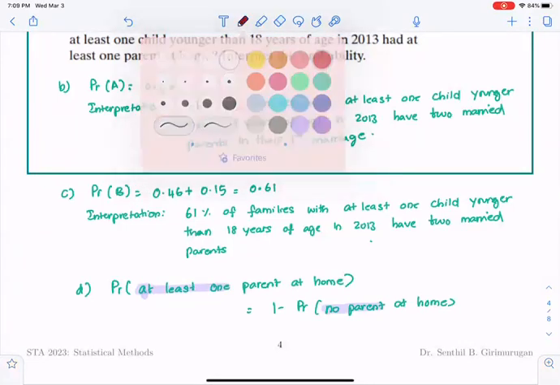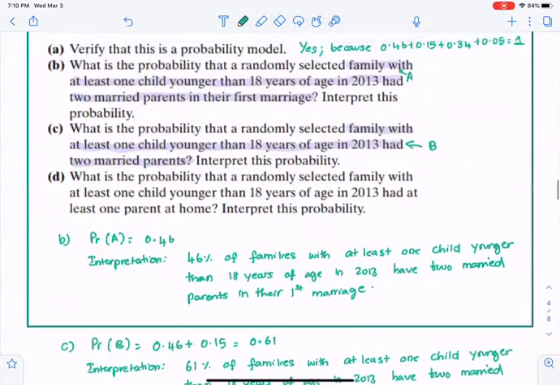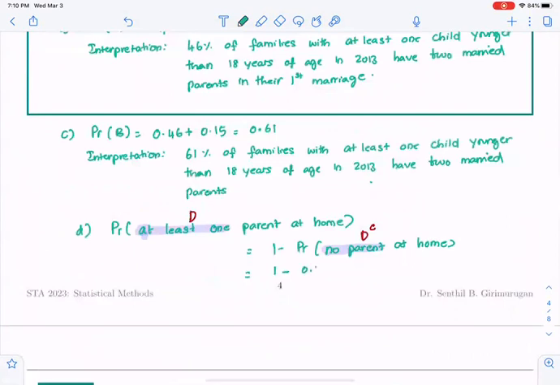So if I define at least one parent as event D and no parent as the complement, I could use the complementary rule. I have information about no parent at home. So what is the probability of having no parents at home? That is 0.05. So that would give me 0.95. How would I interpret this?